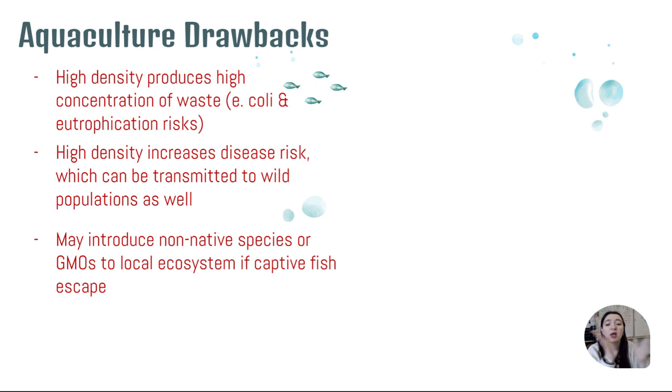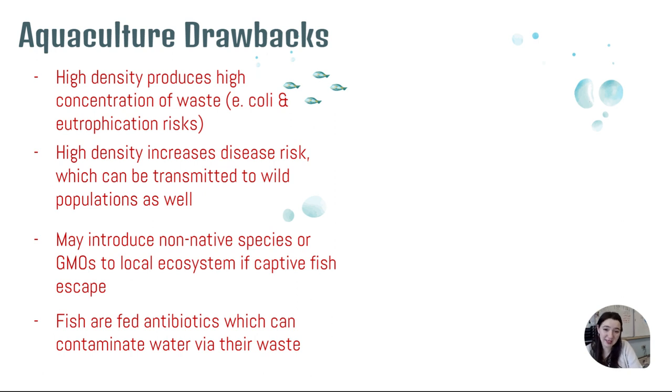This also could introduce non-native species or GMOs to local ecosystems if the captive fish escape. So nothing in life is perfect. Humans are not perfect. We don't design perfect things all the time. So let's say this aquaculture system, this finned fish net system collapses and you have all of these species in the local waterway that you don't necessarily want there, you might now introduce a predator or a non-native species to cull the population, which could lead to a whole plethora of other issues.